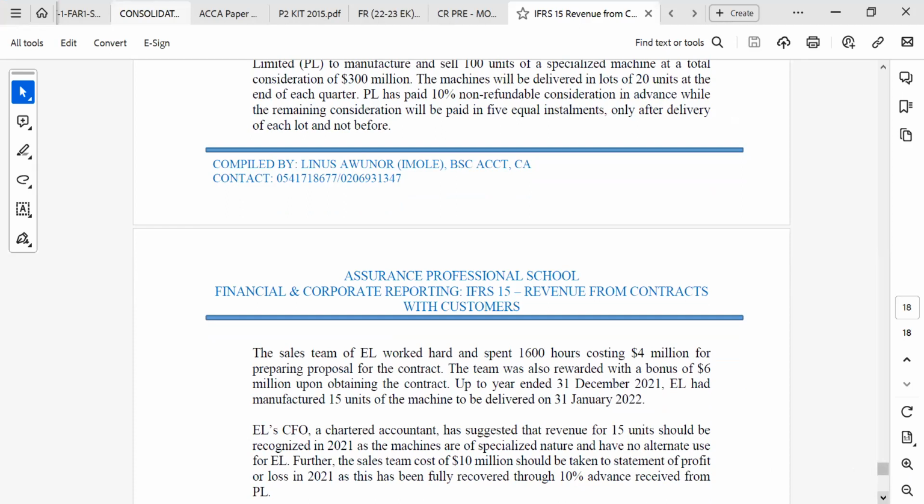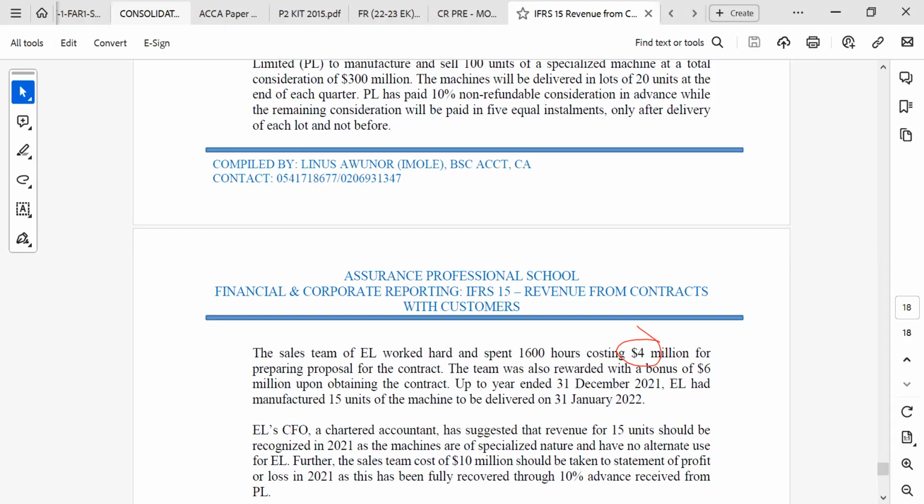The sales team worked hard and spent 1,600 hours, costing 4 million, preparing proposals for the contracts. Is the proposal going to be a cost before the contract is awarded, or after? Before. So what will happen to the 4 million? It will be expensed, because even without winning the contract, we can still incur this particular cost. So the 4 million has to be expensed, straightforward.